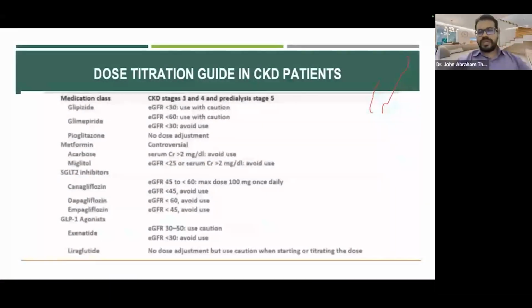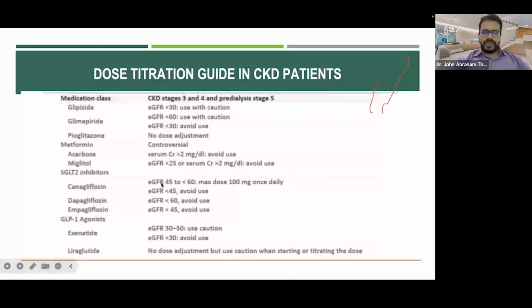So the dose titration guide in CKD patients is like this. Glipizide, if the eGFR is less than 30, you use with caution. Glimepiride, less than 30, you avoid the use. Pioglitazone, no dose adjustment. Metformin, it is controversial, but we know less than 30, do not use. Acarbose, if the serum creatinine is more than 2, avoid the use. Miglitol, if the eGFR is less than 25 or serum creatinine more than 2.5, avoid use.